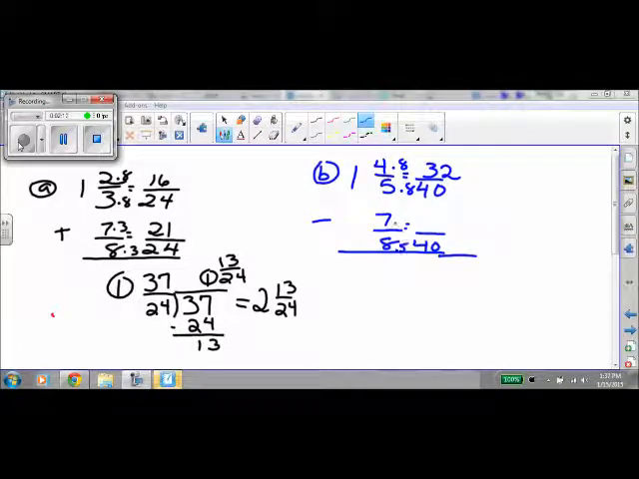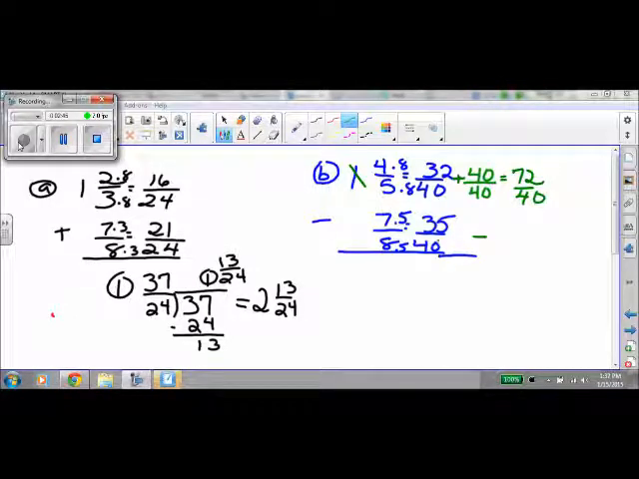8 times 5 is 40. 7 times 5 is 35. So I have 32 minus 35. That's not going to work. I'm going to have to borrow. So I'm going to borrow a whole number. But I can't put the whole number over here with the fraction, so I have to disguise it as a fraction. So in this case, since the denominator is 40, it's going to be 40 40ths. That's the whole number I'm borrowing. So 32 40ths and 40 40ths is 72 40ths.